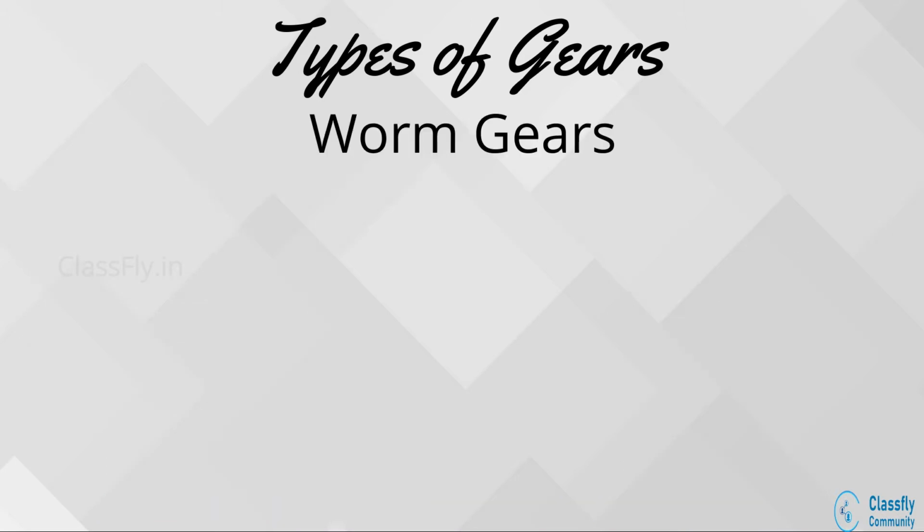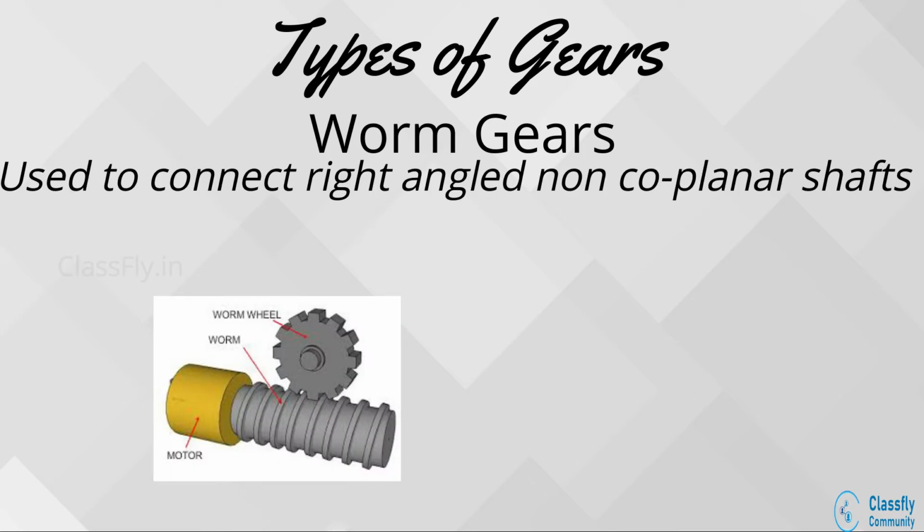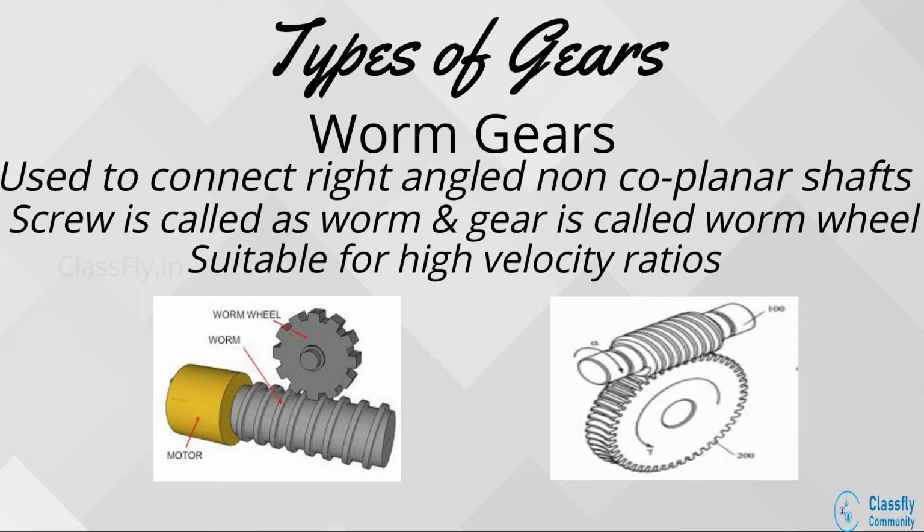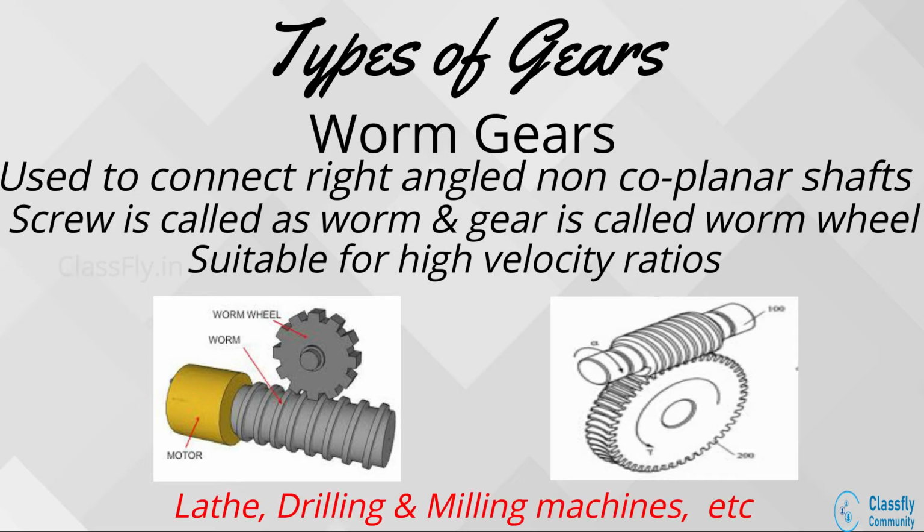Next, the worm gear. Well, the worm gear is a combination of a screw with the helical gear. These types of gears are used when the shaft axes are at 90 degrees and are non-coplanar. Here, the screw which has one or more threads is called the worm and the gear is called the worm wheel. These types of gears are used to attain high velocity ratios. Hence, they are used for different purposes such as machine tools, lathe machines, milling machines, drilling machines, etc.